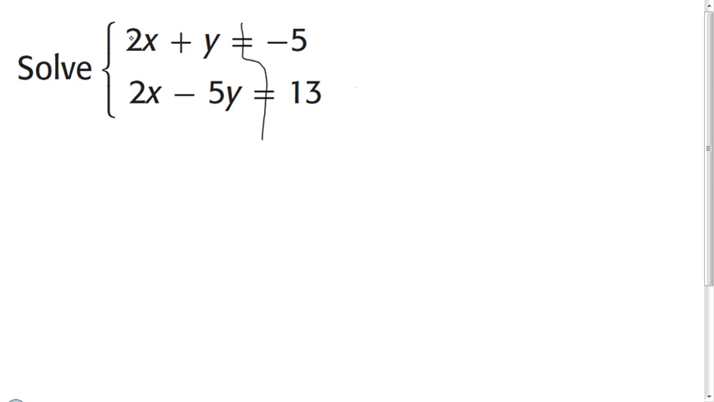And so what I'm going to do is multiply one of the equations by a negative 1. So I'm multiplying my first equation by negative 1. That's going to change all the signs of everything in this equation to the exact opposite.